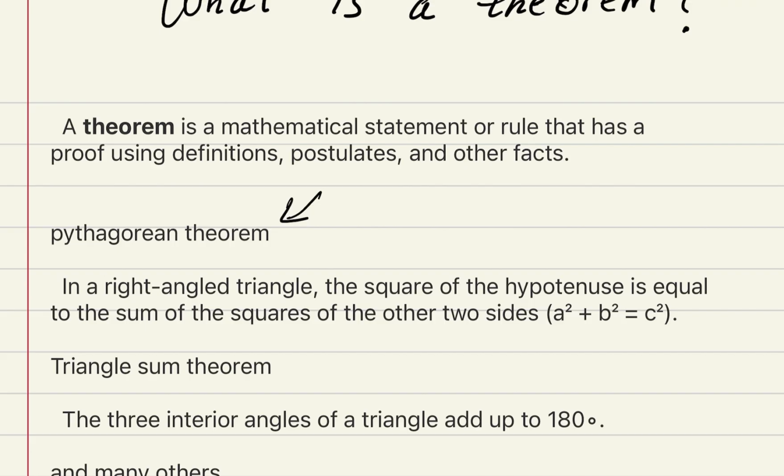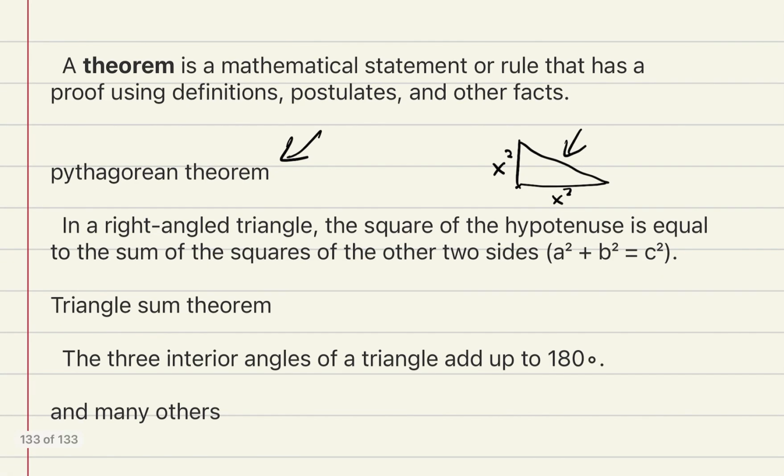I think maybe some of you have come across it. So this is essentially when you have a right triangle. It says that the square of the hypotenuse, remember the hypotenuse is this right here, is equal to the sum of the squares of the sides. Right? So this is a very famous theorem. I will probably be proving this in the future, but just remember that this is a theorem, and what that means, it's a rule, it's a statement that has a proof. It's been proven using definitions, postulates, and other facts.